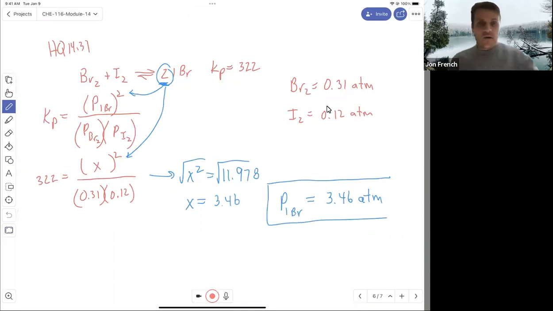atm. We can do this because I know the partial pressures of everything else. I know my equilibrium constant. So that means there's one thing I don't know: it's my partial pressure of iodobromine. We can call that X and just plug in X and then solve for X in this equilibrium for question 37.